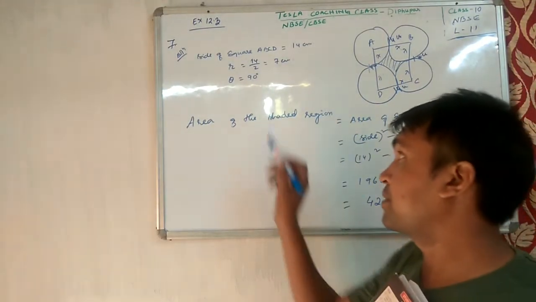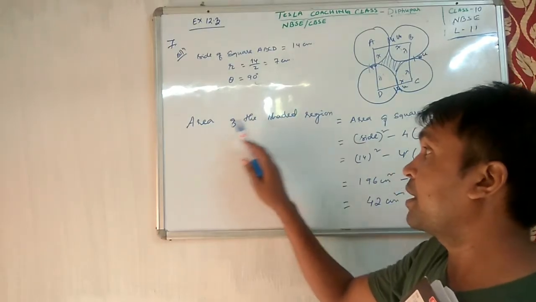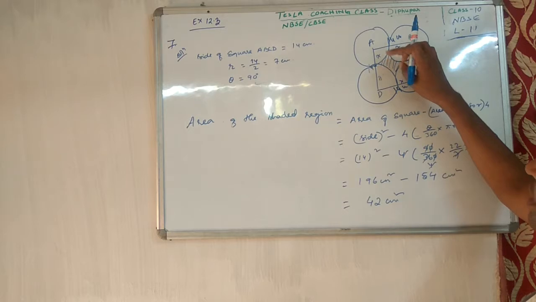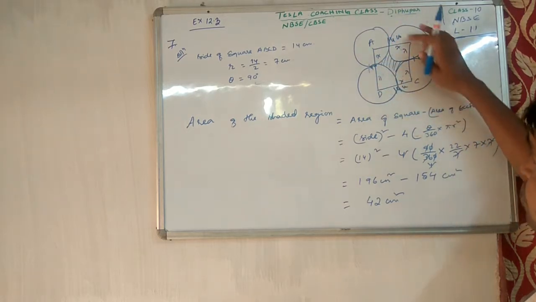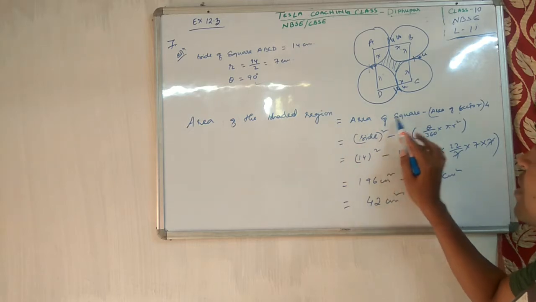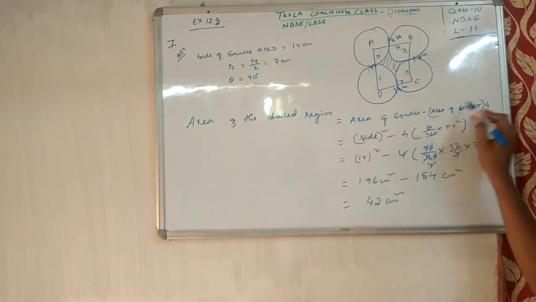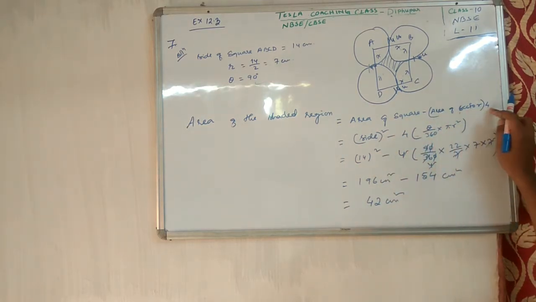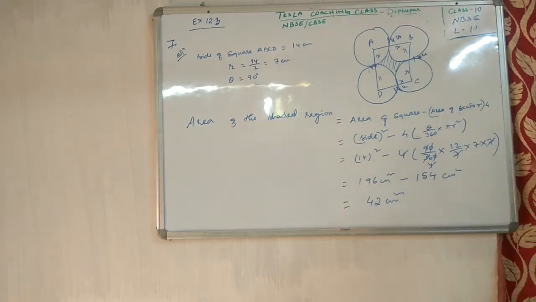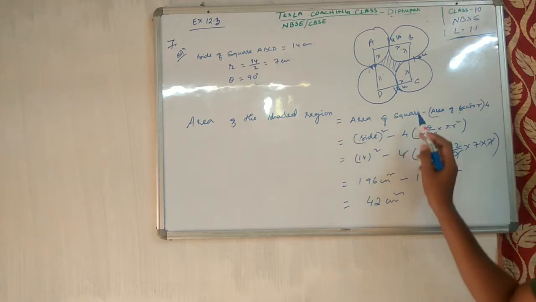And we know that the angle of the square is how much? 90 degrees. So we have written here 90 degrees. Now the area of the shaded regions. These regions we are going to find out. So from the area of the square we will subtract the area of these 4 sectors, because there are 4 sectors. So area of the square minus area of the sector into 4.